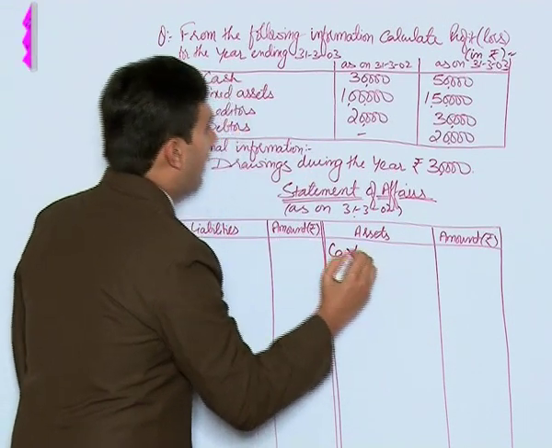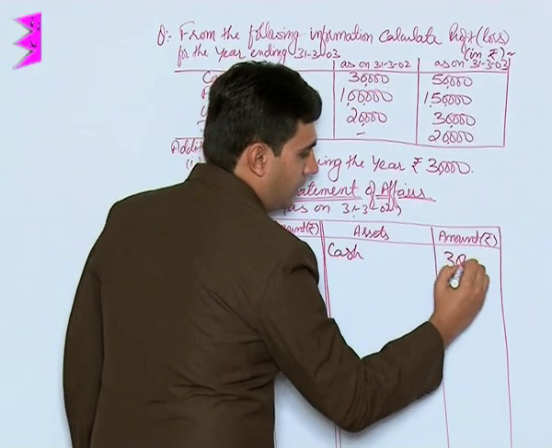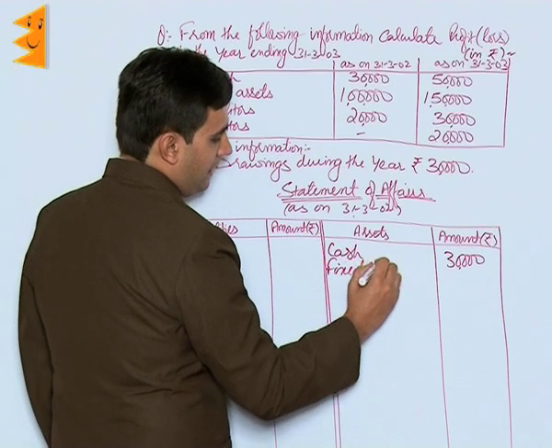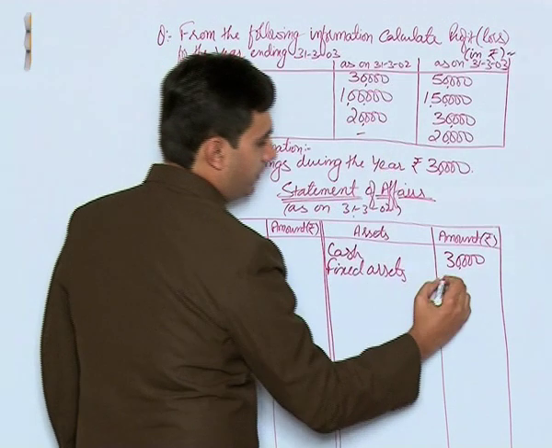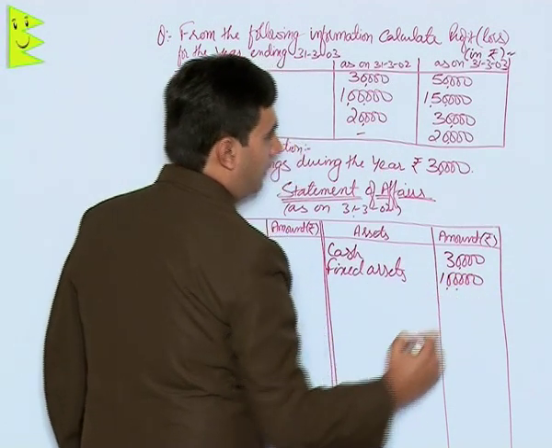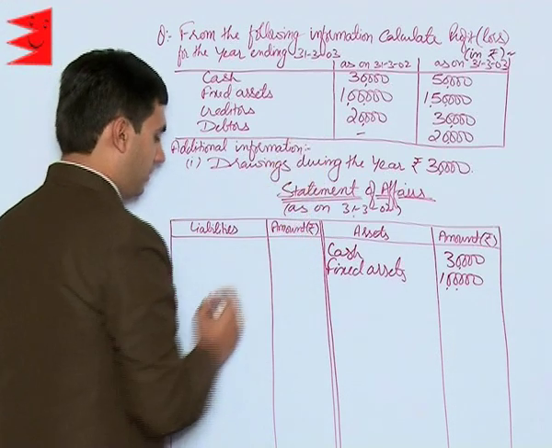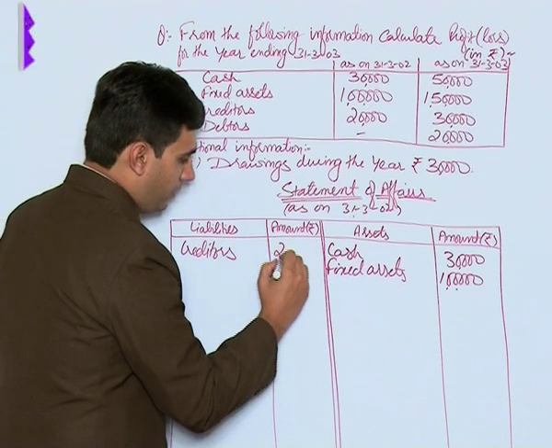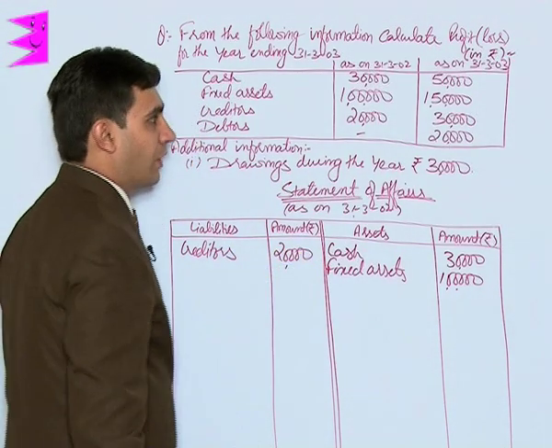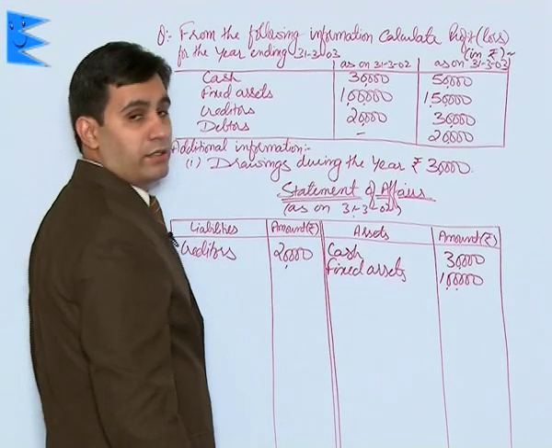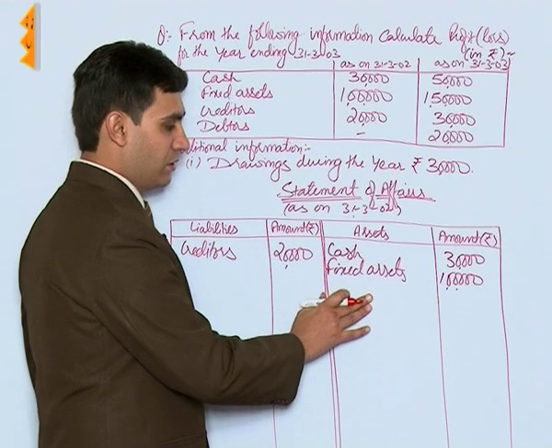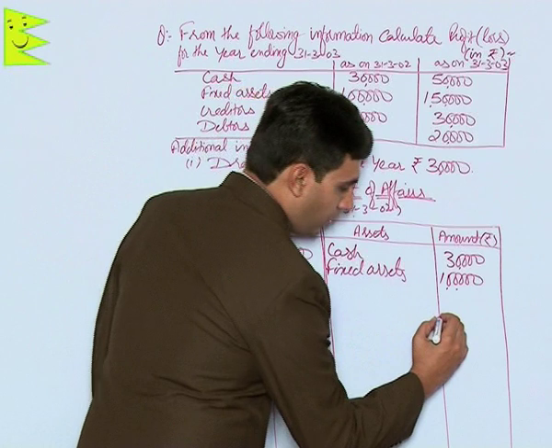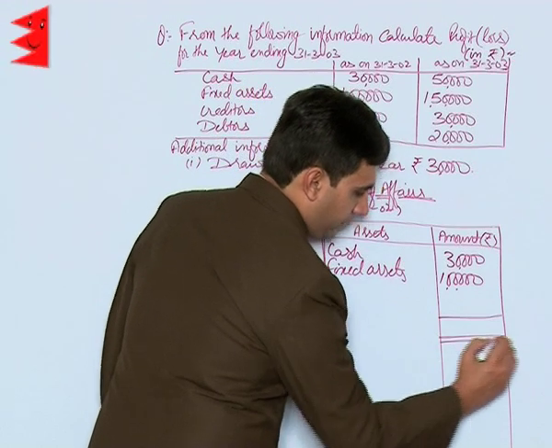Cash, the first asset we have, is cash and the amount is 30,000. Then we have fixed assets. Fixed assets are given to be rupees 1 lakh. Then we have creditors. Creditors are liabilities. They are given to be rupees 20,000. And debtors are not there. So in this question, these are the only informations that are available. We have two assets and a liability. So let us total it out to calculate the capital.